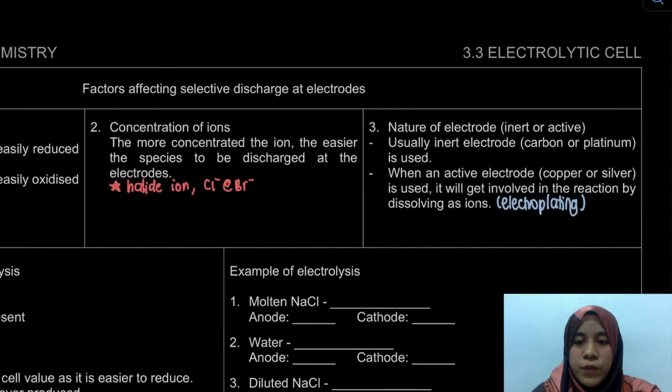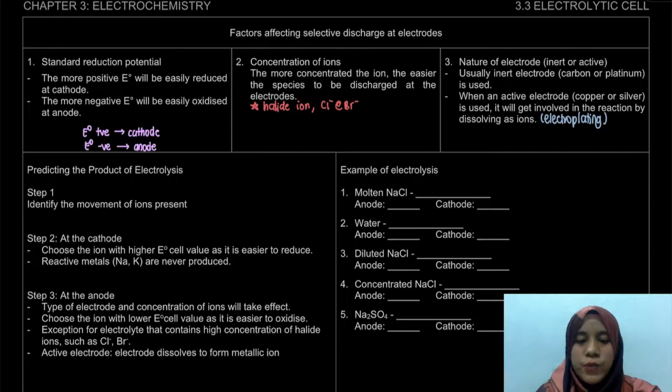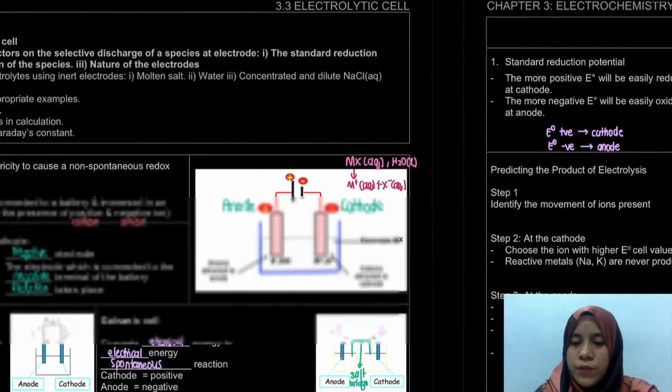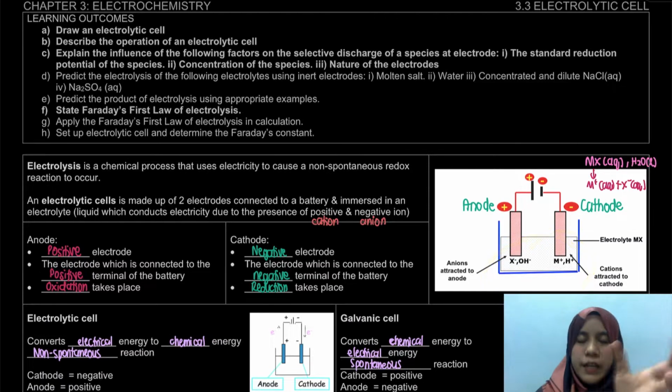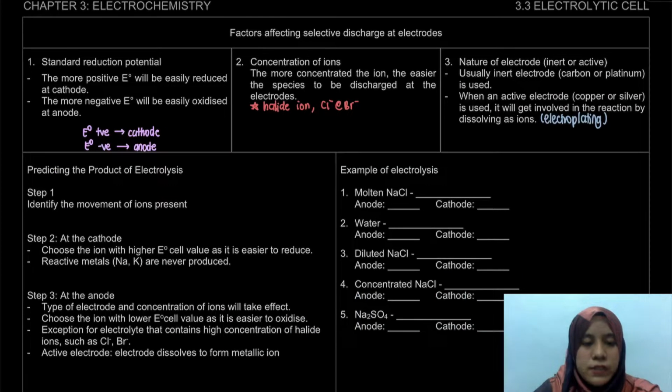Okay, so before we look at the specific example, how to predict the product of the electrolysis? First step, you have to identify the ions present. You have to determine, because from here we know that we're talking about the anion and the cation. So first thing first, we have to determine the species. Next, at the cathode, we will choose the ion with the higher E0 cell, as it is easier to reduce. Again, the same case as this one. But reactive metals, sodium and potassium, are never produced. Because this is a reactive metal, we will not choose sodium or potassium, even though it's concentrated or not concentrated. We will never choose this one.